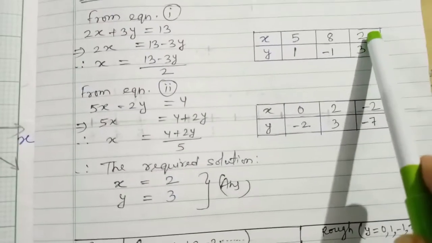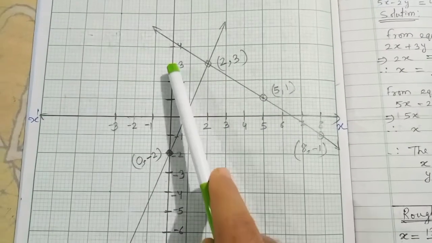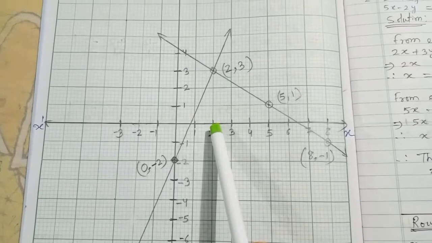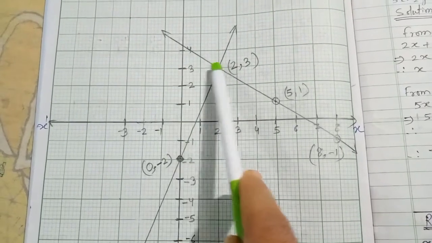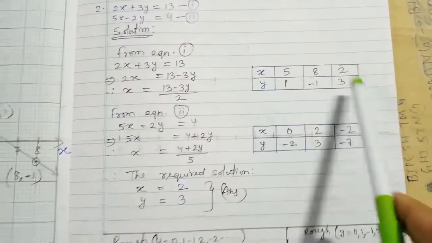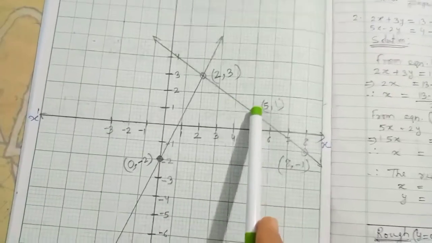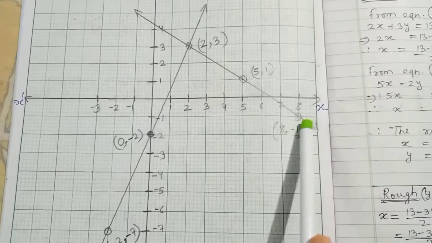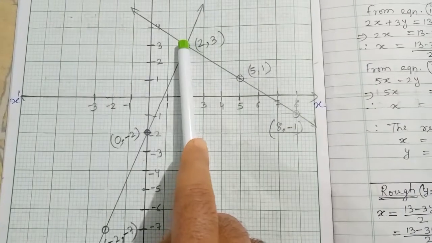Next is 2, 3. X is 2, y is 3. X is 2 here, y is 3 here. Both of them will meet here. 2 will go here and 3 will come here. 2, 3. So this plotting is over. And the 3 points are: first one was this one, second one was this one, third one is this one.